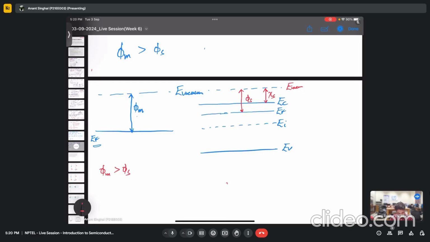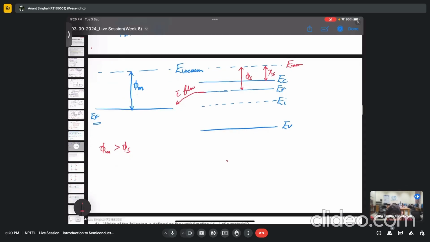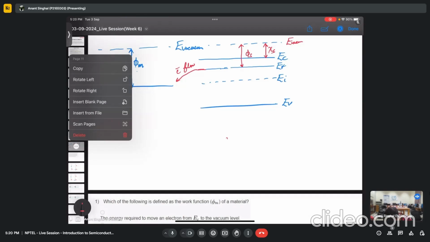Okay, so we know that once we have the contact, what happens? The electron always flows from a higher Fermi level to a lower Fermi level, which we have already discussed in previous classes. So electron flow will be like this, and what will happen? This will get bent. So let me make the contact diagram now.